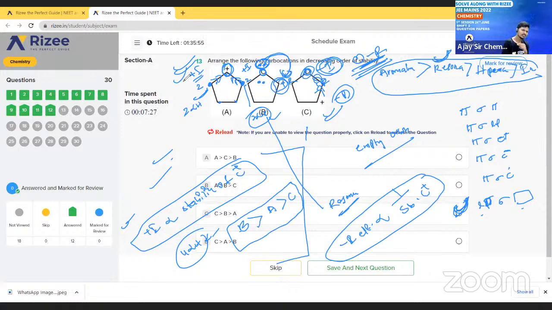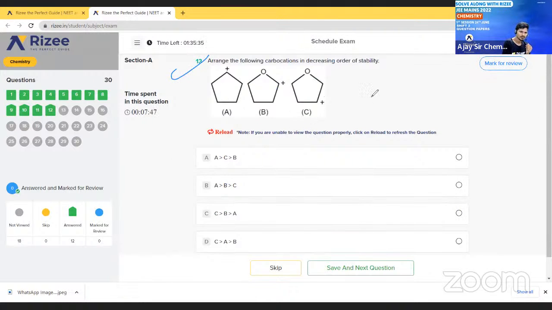That's why this is a bonus question. This question was asked in the June 24th shift 2 entrance examination. This is a bonus question for you guys. What is the correct option? B greater than A greater than C. Clear? This is the correct option. Let us go to the next question.